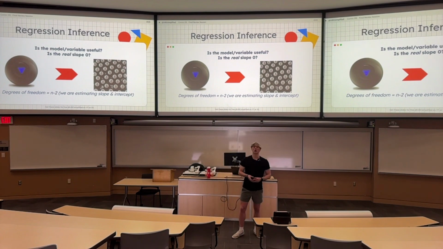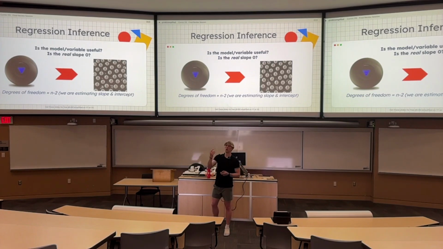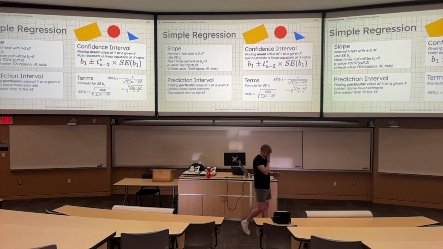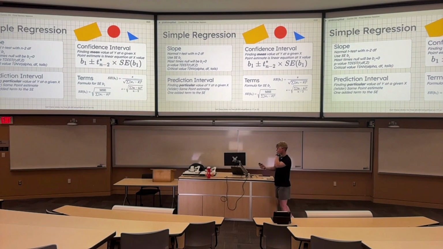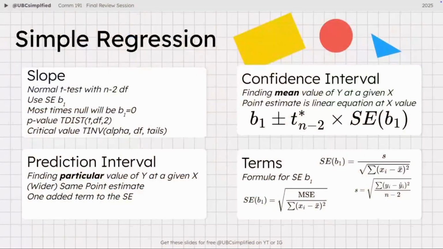One thing to keep in mind is that for inference for regression, there are n minus 2 degrees of freedom, because we're estimating 2 things. We're estimating the slope, and we're estimating the intercept. Because we're estimating those 2 things, it's n minus 2 degrees of freedom. So there are 3 different types of inference we can do. One is for the slope. It's basically just t-testing the slope, whether or not this slope is actually going to be useful. Most of the time it's comparing the slope to 0.